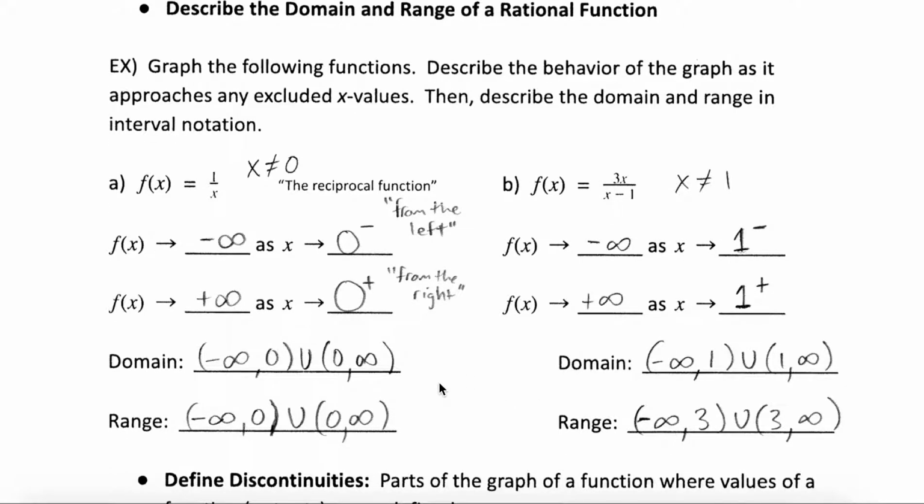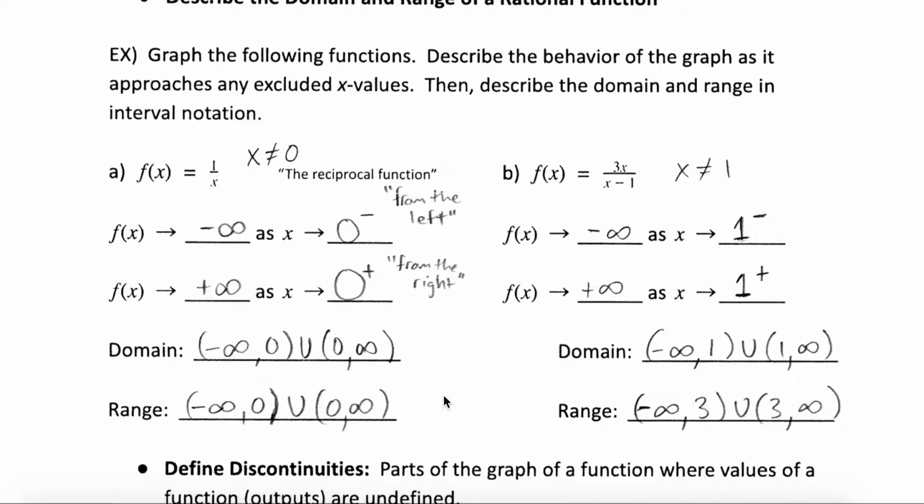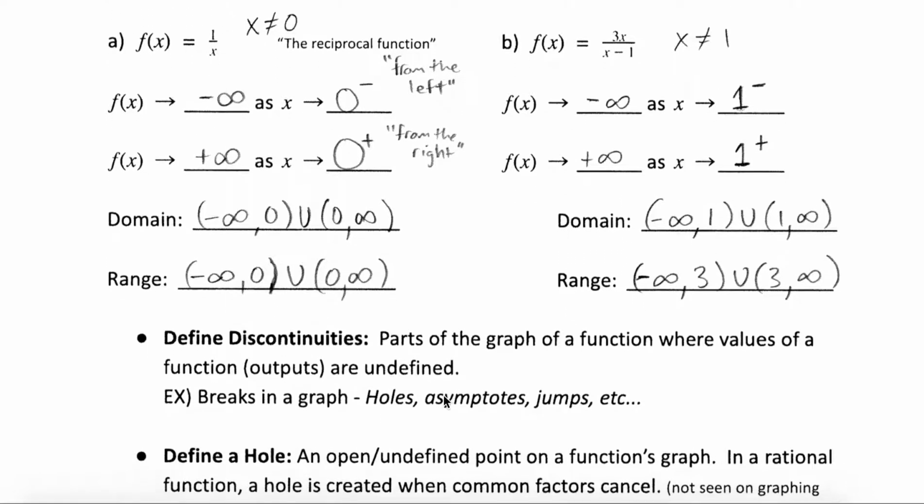So those are the common behaviors that occur with rational functions. We may have horizontal restrictions, we may have vertical restrictions. We'll talk about it next.